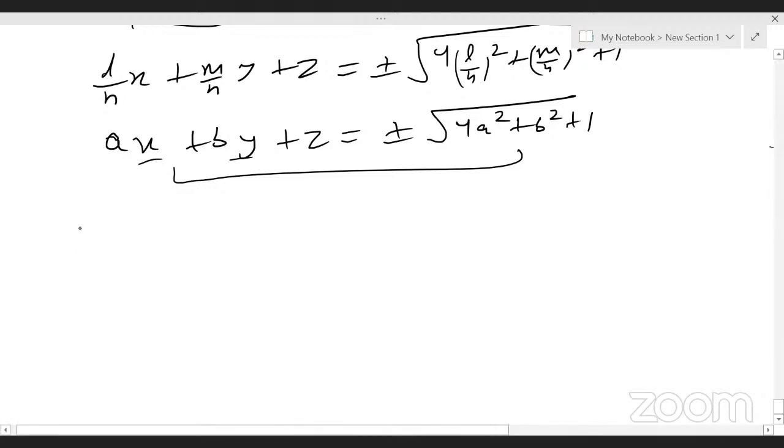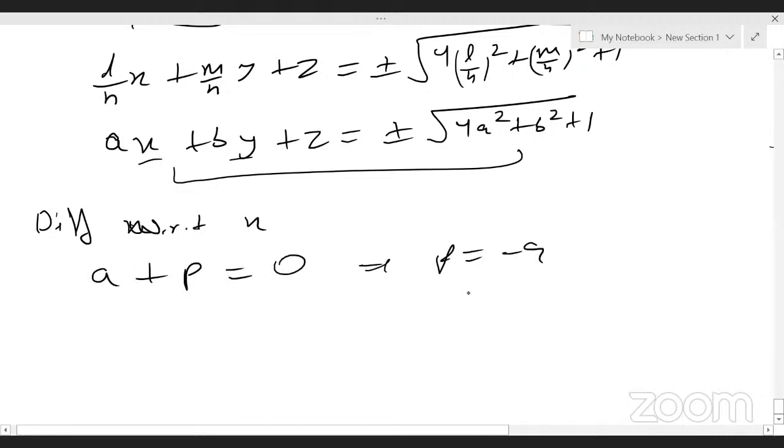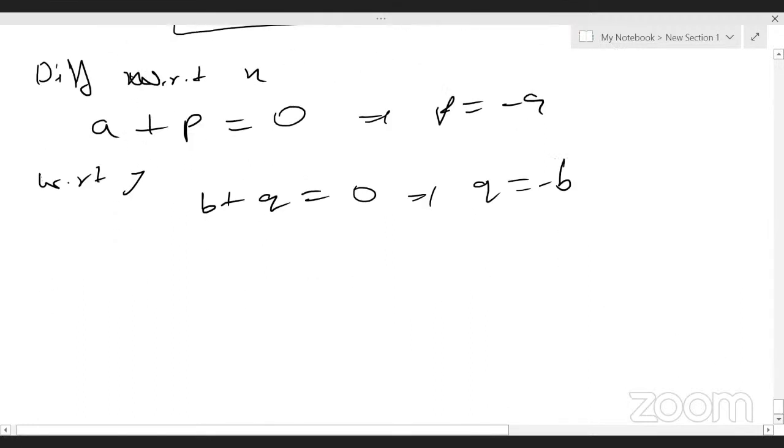Now differentiate with respect to x. With respect to x, we get a plus p is equal to 0. This gives p is equal to minus a. Similarly, if I differentiate with respect to y, you will get b plus q is equal to 0, because the right hand side is constant. So this will give you q is equal to minus b. Now just put the values, you will get your equation.